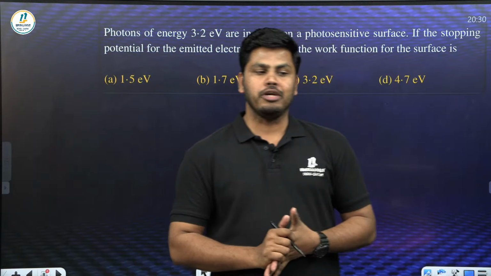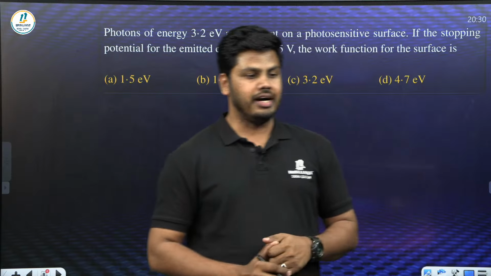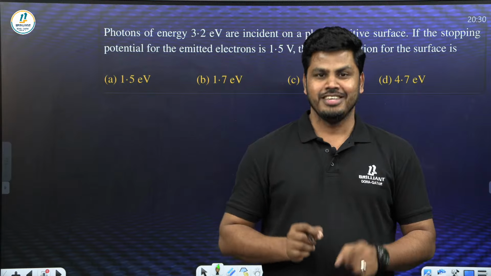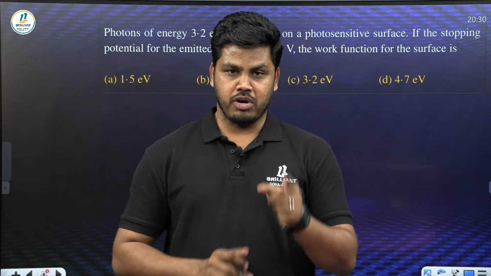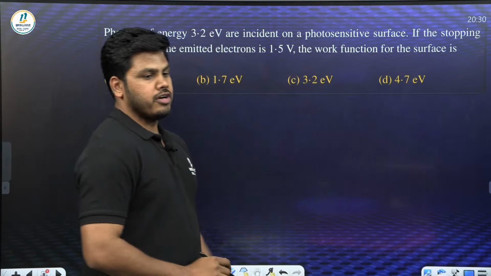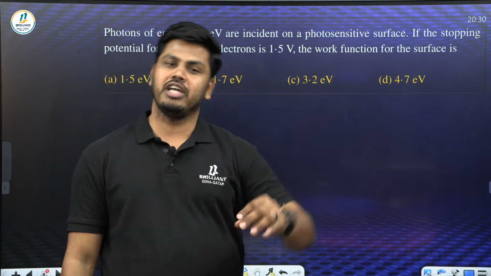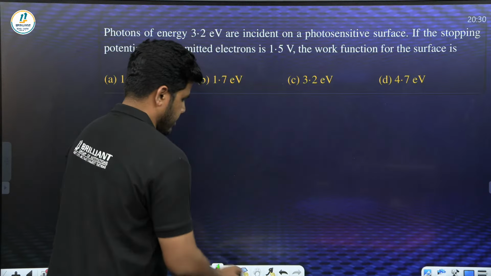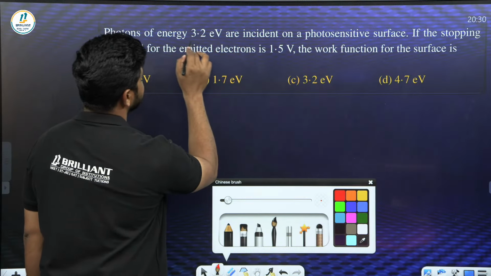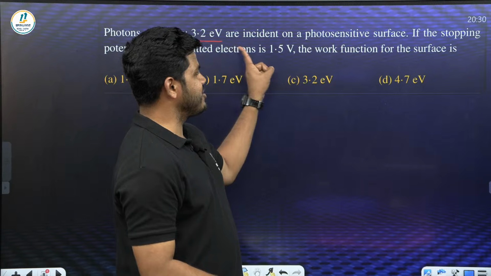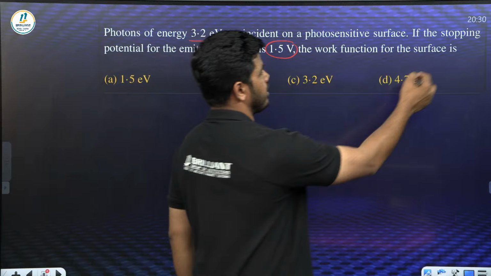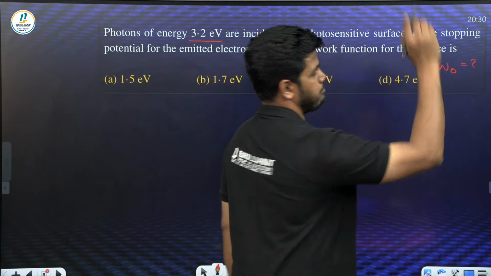Photons of energy 3.2 electron volt are incident on a photosensitive surface. If the stopping potential of the emitted electron is 1.5 volt, stopping potential is given. I want to tell you something important before going to the solution, so let us complete the question. You are asked to find the work function of the surface. Incident energy is already given, stopping potential is given, and you are asked to find the work function. So how can we relate them?